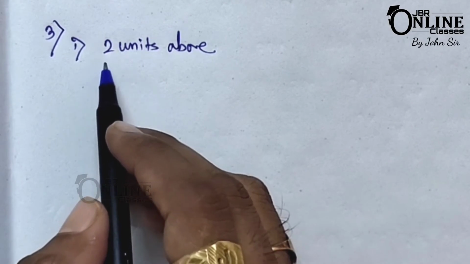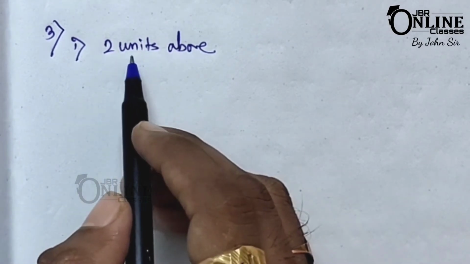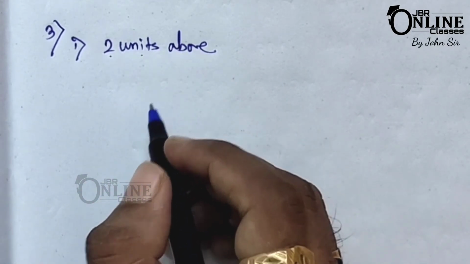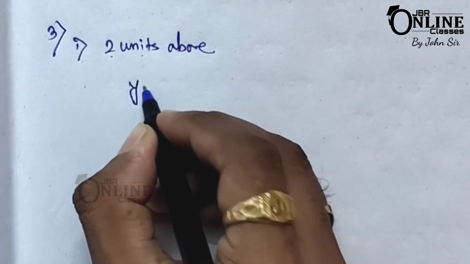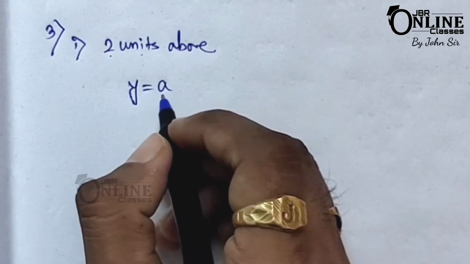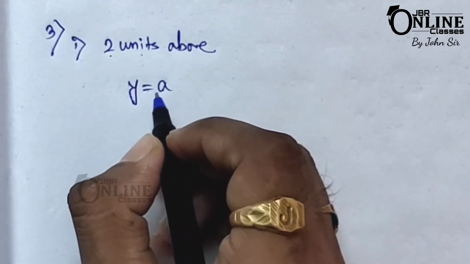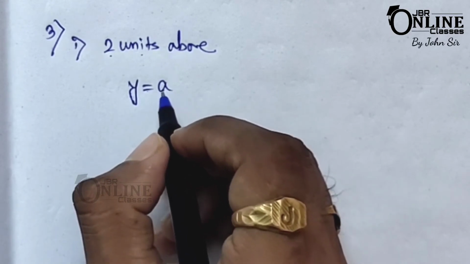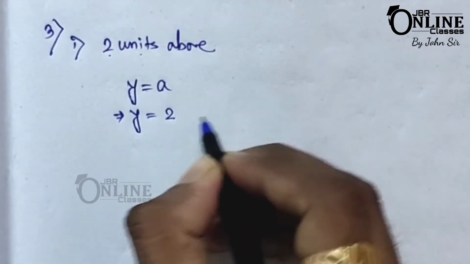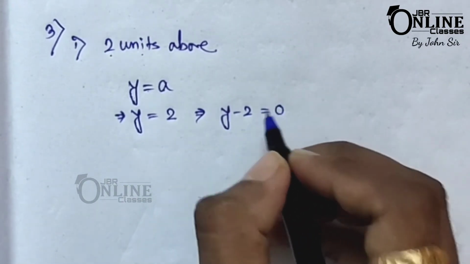In sum number 3, find the equation of a straight line parallel to the x-axis which is at a distance of 2 units above. The line parallel to the x-axis is y equal to a, and since it is 2 units above, the value of a equals 2. So y equal to 2, and the equation will be y minus 2 equal to 0. That is the answer.